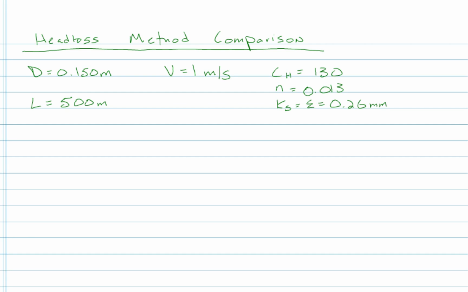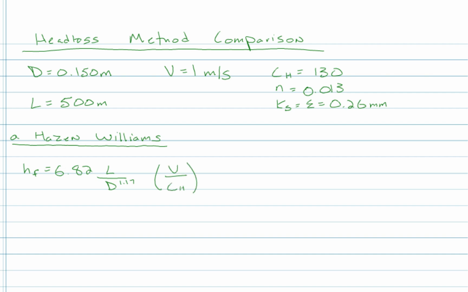The first of these methods that we'll calculate is the Hazen-Williams. There are a couple of different forms of expressing the Hazen-Williams equation, and the one that we're going to use is how you can calculate the head loss due to pipe friction directly if you know the length parameter, the diameter, the velocity, and the roughness coefficient.